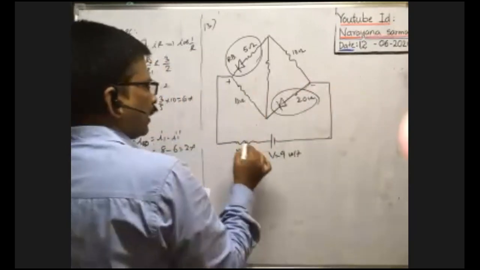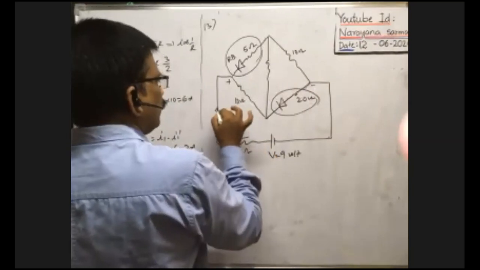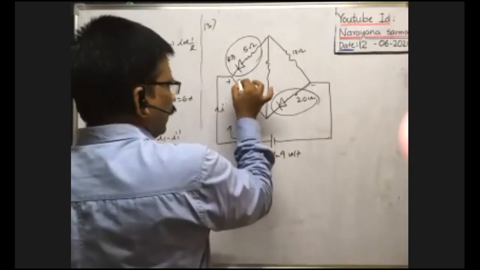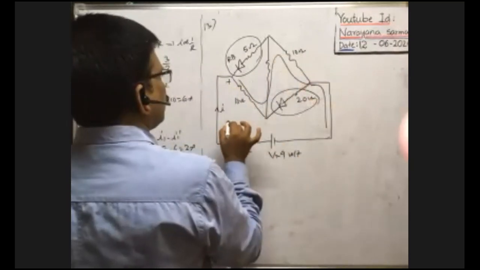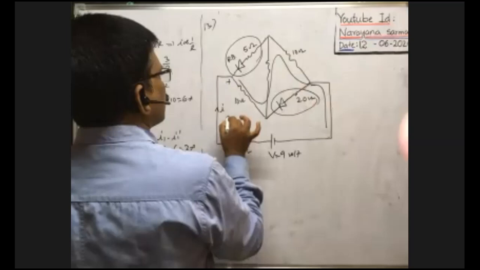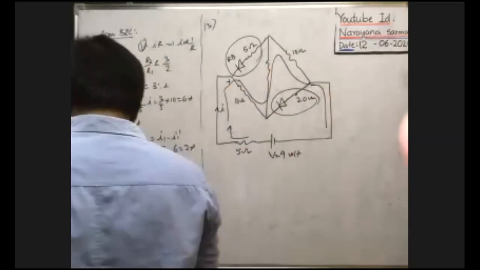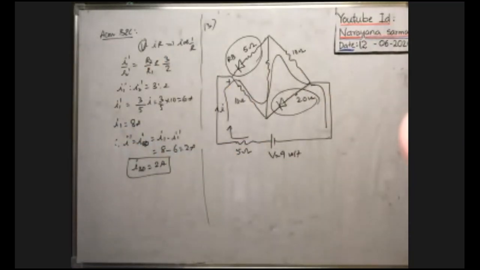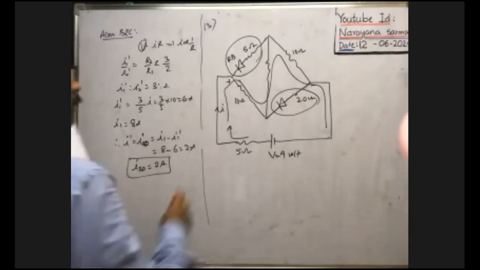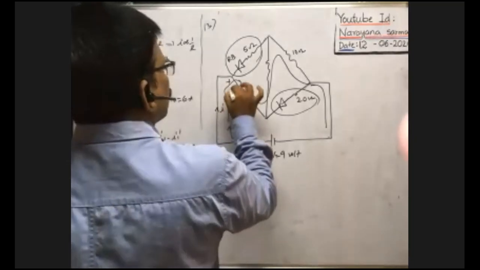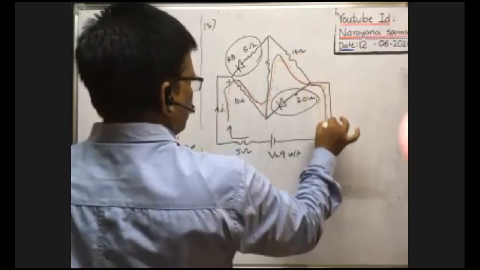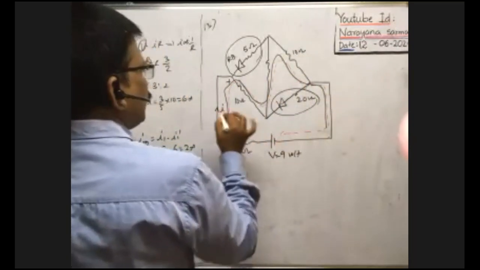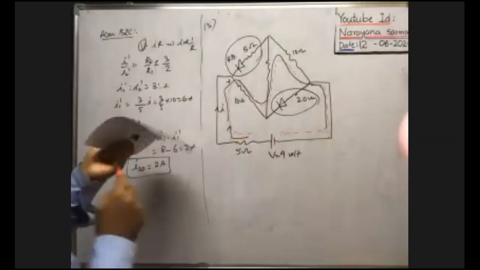Now the current sent by this cell passes along this path only, no? Along this path, just along this path only, current passes. So what is the current passing along this path? That is the question they asked.